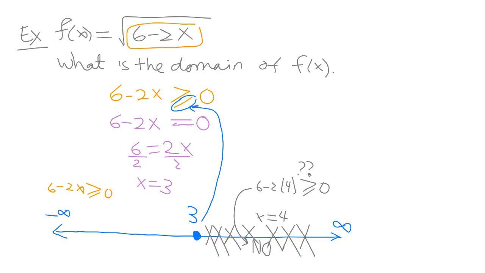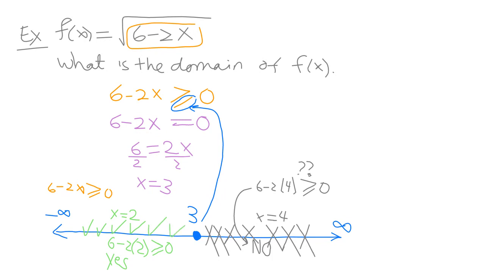What about the other side, to the left of 3? Less than 3, for example 2. Replace x with 2. Is 6 minus 2 times 2 greater than or equal to 0? True. 2 times 2 is 4, 6 minus 4 is 2. Greater than or equal to 0? Yes. So you have to include this portion.